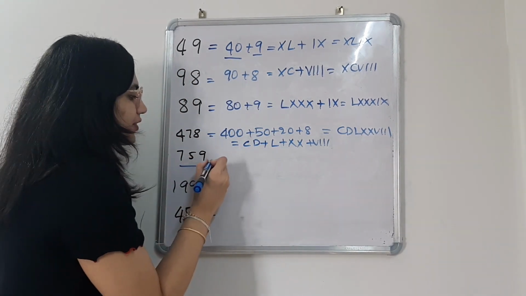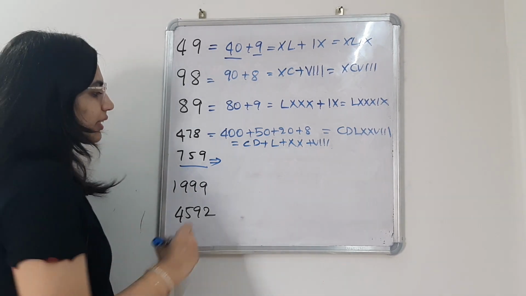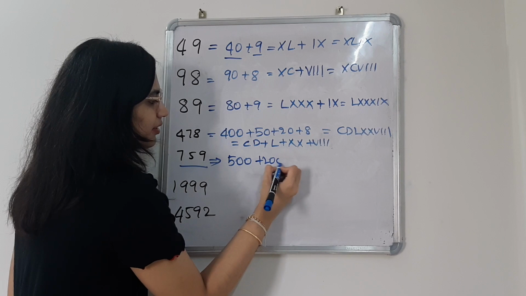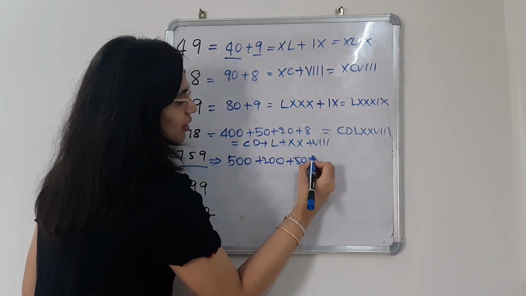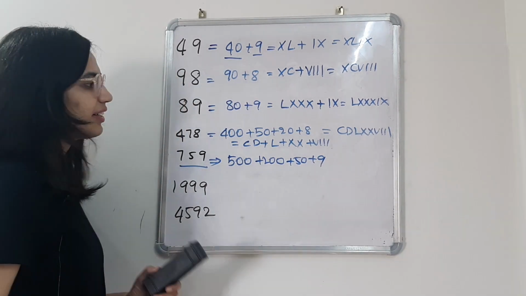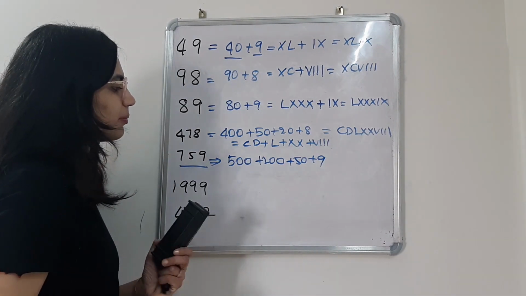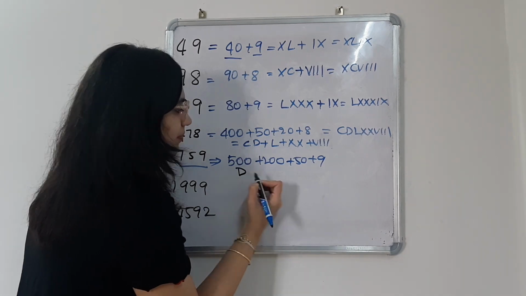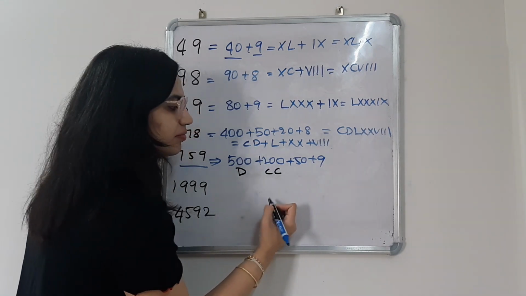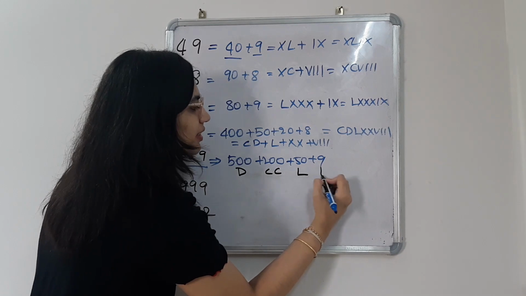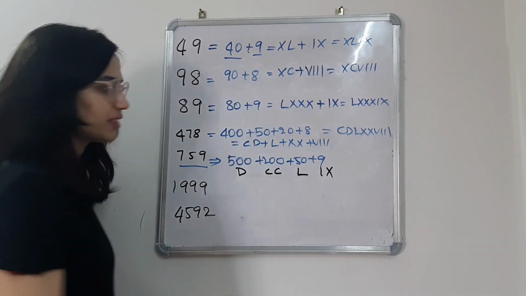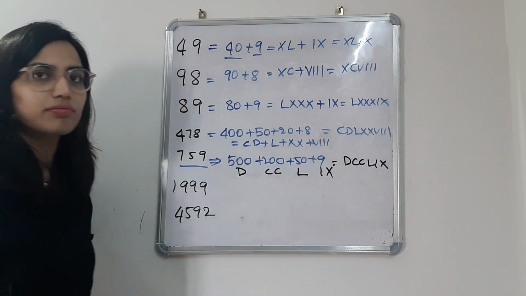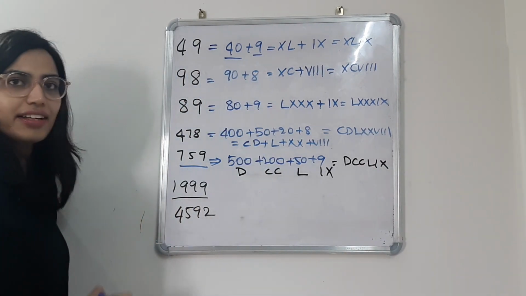Okay, 759. Can I write this as 500 plus 200 plus 50 plus 9? Right? So this answer will be 500 is D, 200 is CC, 50 is L and 9 is IX. Simple. It will be DCCLIX. Right? 1999 in the same way.